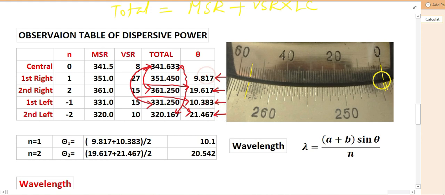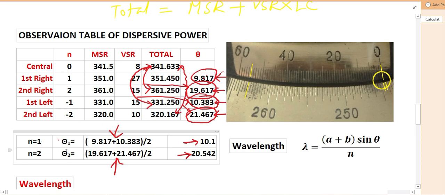Basically, these two ideally should have come the same, but they are not, and that's where the experiment comes in. In an experiment, you don't get everything you expect. You get a little bit of error. So for n is equal to 1, the angle is calculated by taking the average of these two numbers, which is done here. For n is equal to 2, we calculate the angle by taking the average between these two numbers, which is calculated here. So for n is equal to 1, the angle is 10.1. For n is equal to 2, the angle is 20.542, something like that.